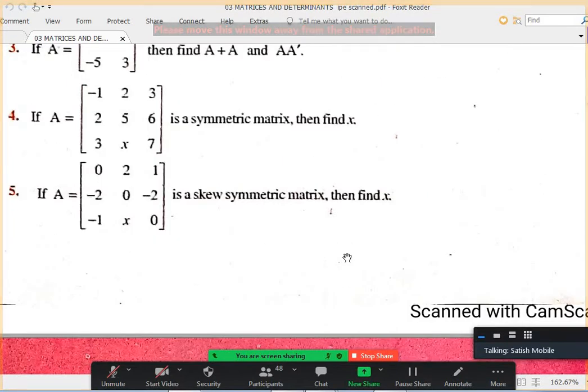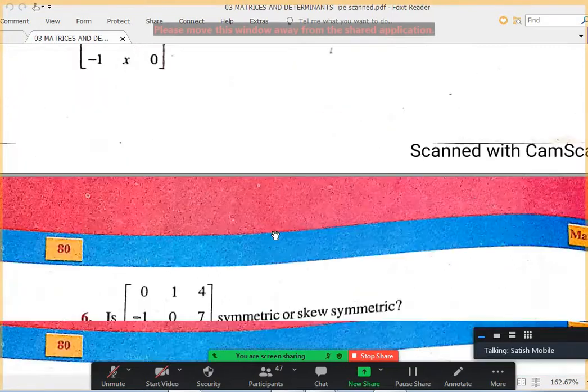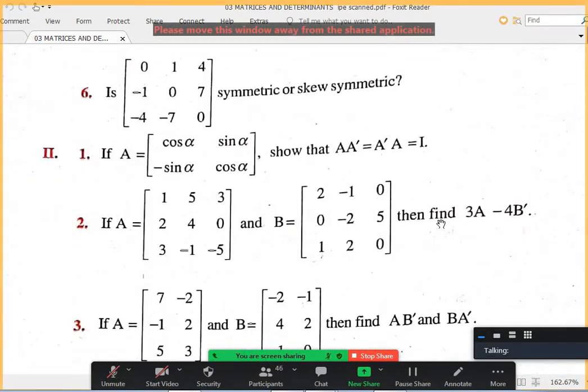4 or 5, anybody any doubt? No, sir. Very simple. I think, sir, the same question is there in mains also. Okay. 6 anyway, I don't think anybody will have doubt. If you want to prove it, find A transpose equal to minus A.